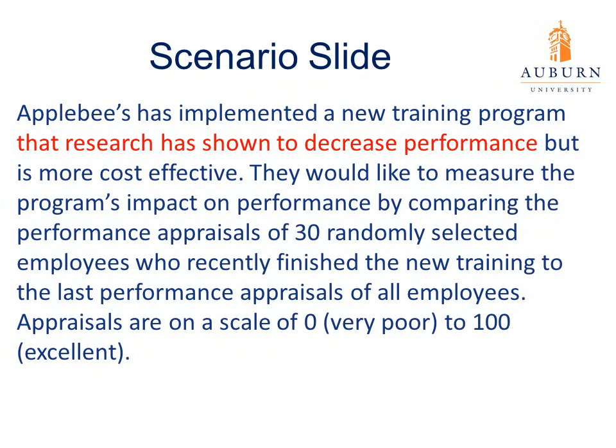Okay, so what if we had an extreme alpha below the mean? Here might be a scenario where we would expect this new training program to result in decreased performance. Again, based on research, we may find that a particular program that we're implementing is going to decrease performance. But maybe that decrease in performance is more cost effective.